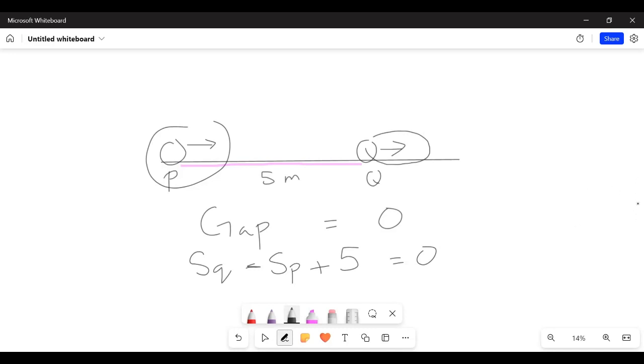If the particles are moving towards each other, then obviously the theory changes. Okay, that was question 19. Question 20, let's do it.